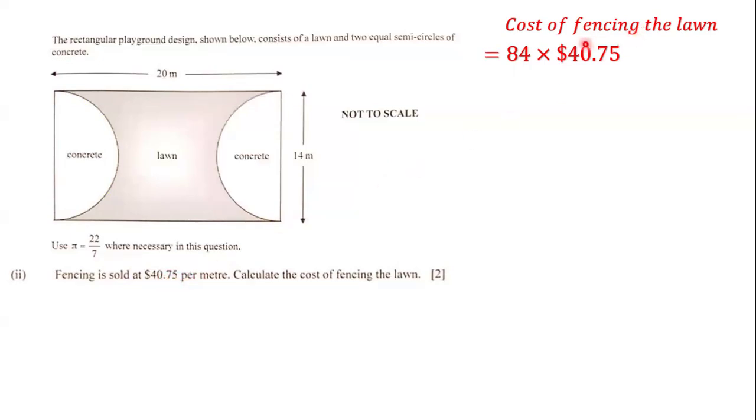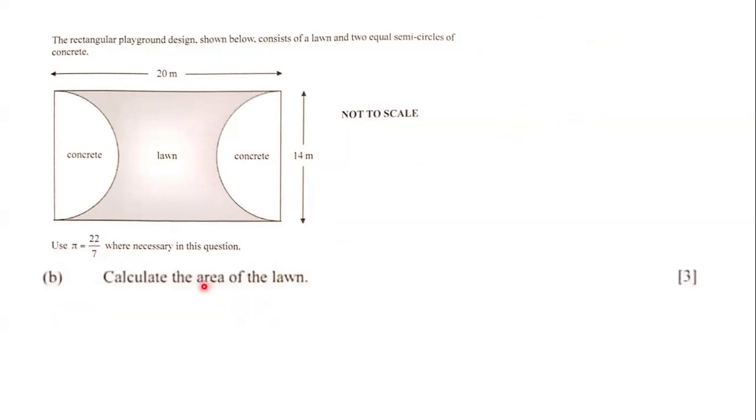And so in order for us to figure out the cost for fencing the lawn, we're going to say 84 multiplied by 40.75. So 84 multiplied by 40.75, and that gives us 3,422. I'm sorry, 3,423. And so that is the cost of fencing the lawn, $3,423. Next, it says calculate the area of the lawn.